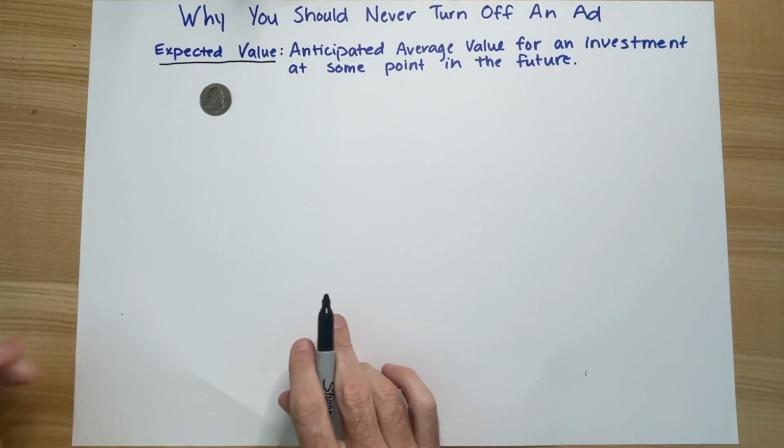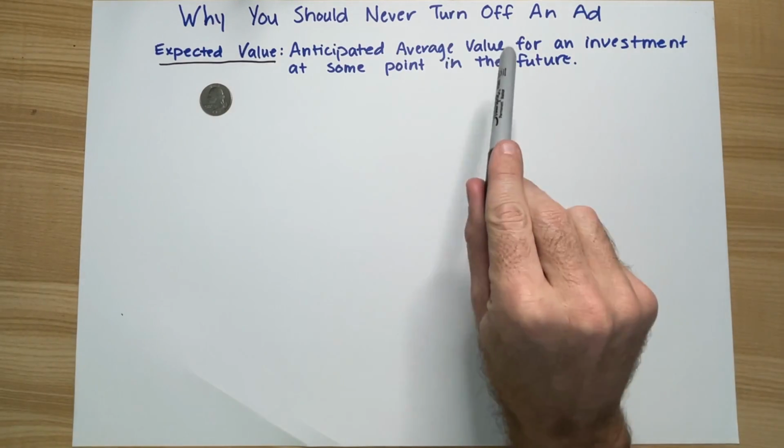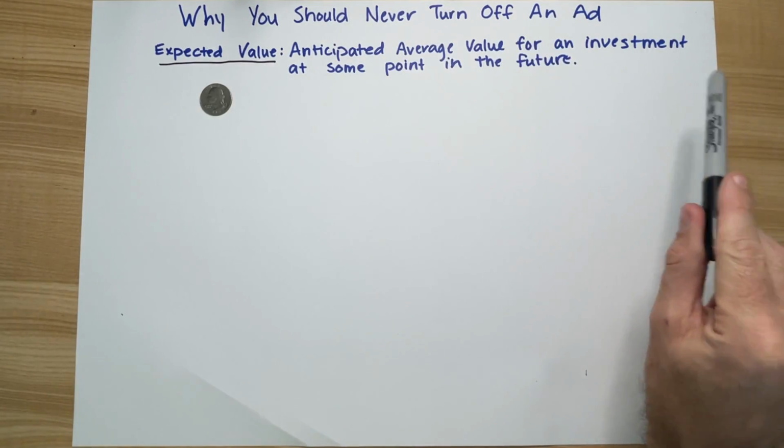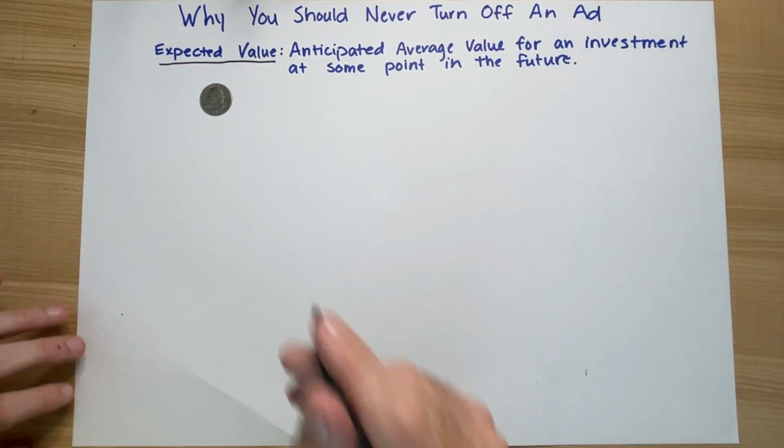Okay. So as we do often, we're going to come to agreement on the definition of expected value that we're going to use in this video. Expected value is an anticipated average value for an investment at some point in the future. Okay. This has to do with probability. And I'm going to write a formula that we're going to use here. And it's going to look like this.